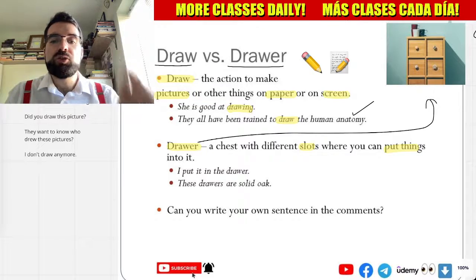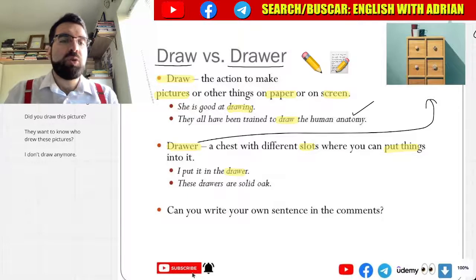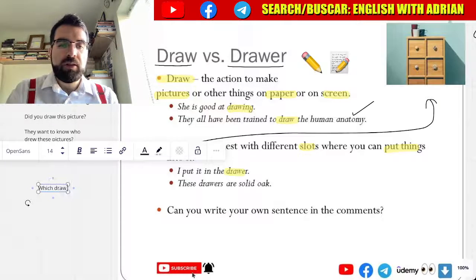I put it in the drawer. Which drawer are the shirts in? I think it is in the top drawer.